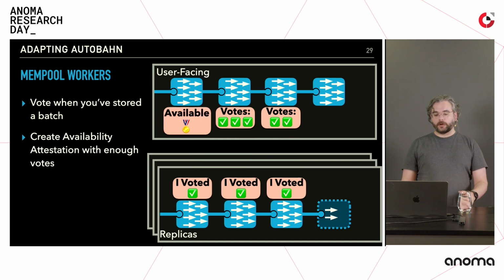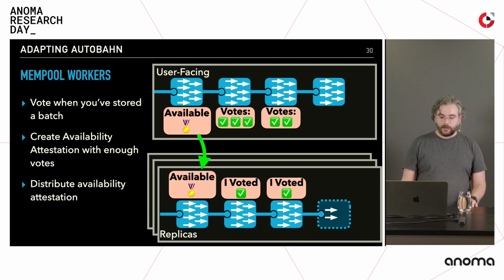When a user-facing worker collects enough votes, it can create an availability certificate. Various signature aggregation schemes and threshold cryptography schemes could be useful here to make the certificate small while proving that it contains an appropriate set of votes. Finally, the user-facing worker distributes the availability certificate to the replicas. And these are what we'll ultimately use in consensus.